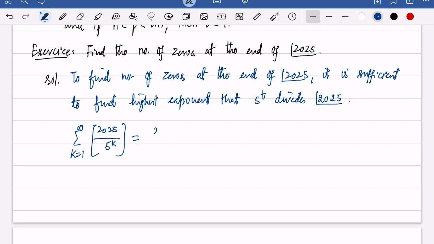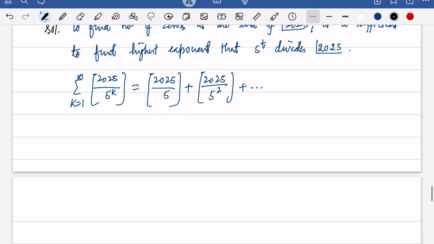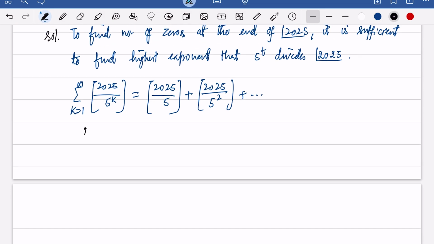Now how do we do it? The first term here will be 2025 divided by 5. Then plus the second term, which will be 2025 divided by 5 square, then plus so on. Now how do we quickly evaluate the sum? First of all, we write 2025 divided by 5, which is equal to 405.